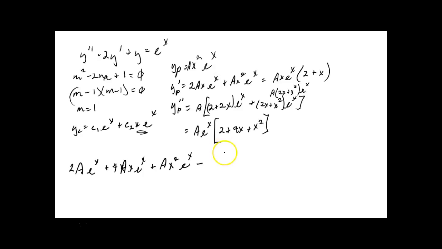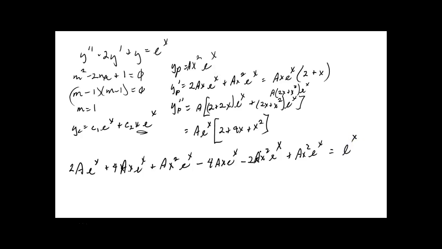So it's going to be a minus 2, another 2. So minus 4ax e to the x minus 2ax squared e to the x plus ax squared e to the x. All right, and that's supposed to equal e to the x.